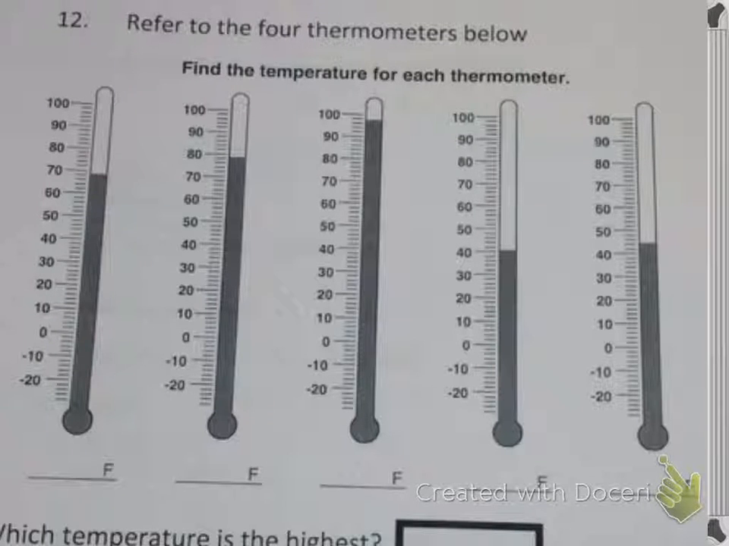Okay, for number 12, we're going to find the temperature on each of these thermometers. So we're going to go ahead and look at the scale for each one. And then we're going to find the largest, the highest temperature and the lowest temperature. So if we take a look at the first one, we can see that it's between 60 and 70. Now one thing that the students are likely to do is go ahead and say 60, 61, 62, 63, 64. But this isn't actually 64 degrees because if we kept counting it, this is not 65.